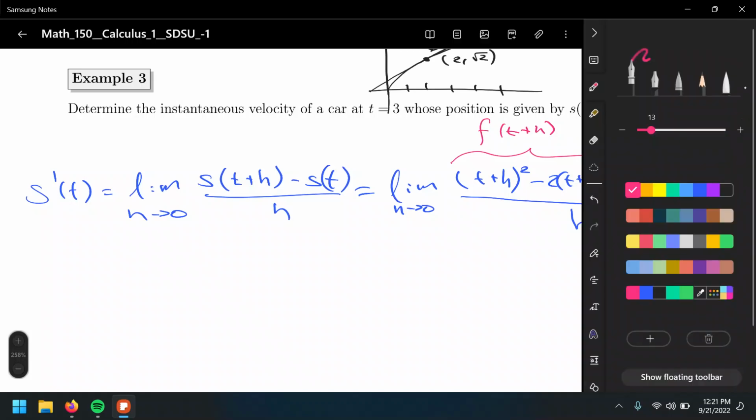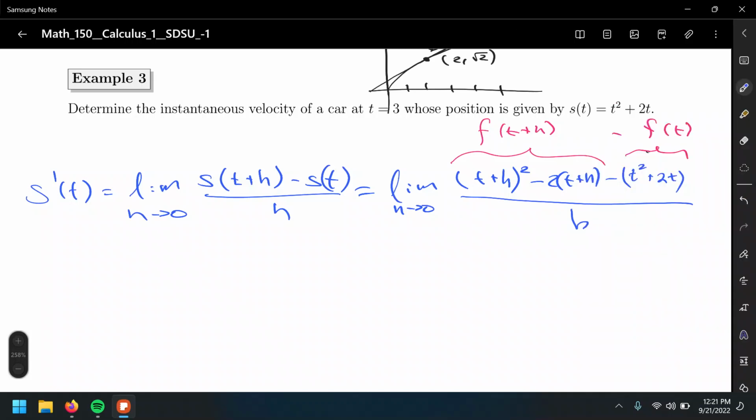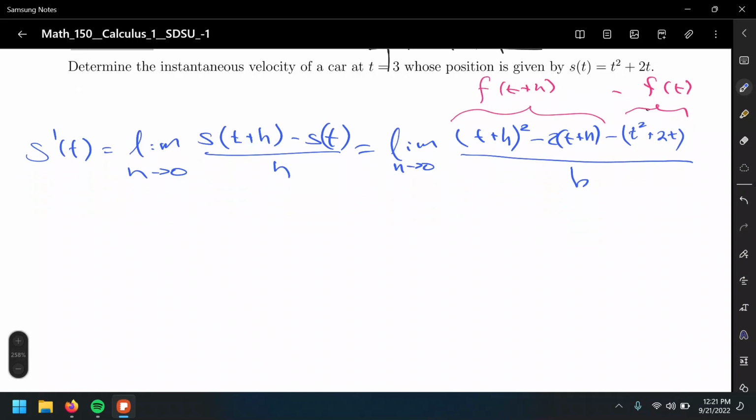Just so you can follow where we are getting these two from. Now, in this case, we would have to expand the binomial squared. Expand the binomial squared, or FOIL, however you feel more comfortable with. I will go with expanding the binomial because I think it's shorter. So limit as h approaches 0, that's t squared plus 2th plus h squared minus, let's distribute this 2, minus 2t minus 2h, and distribute the negative over here as well, minus t squared minus 2t.